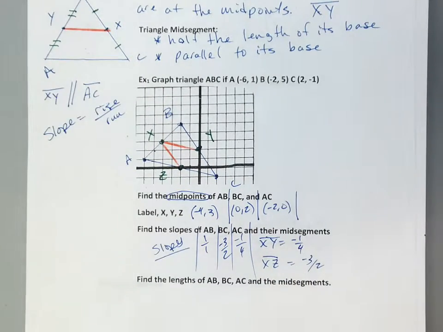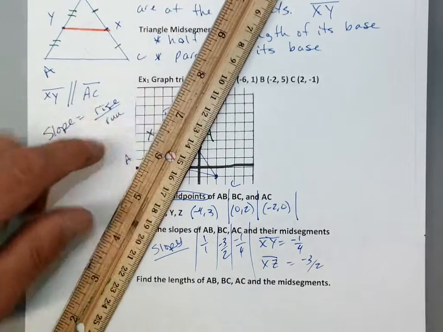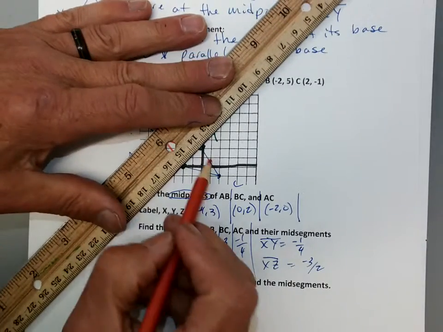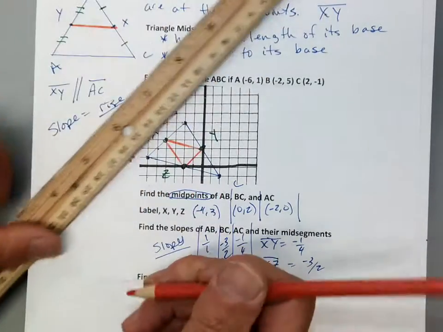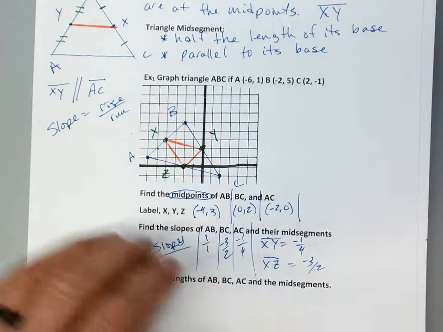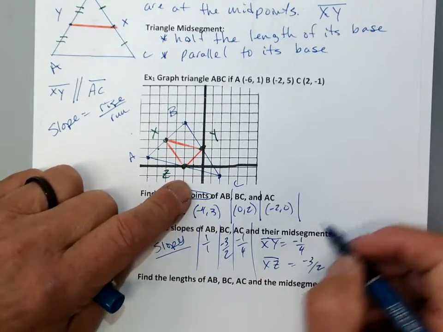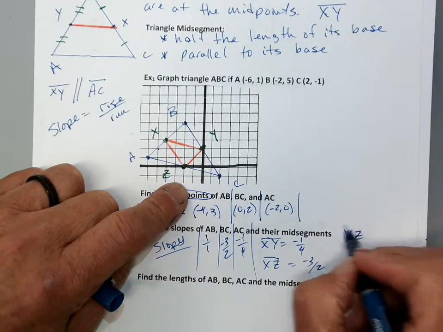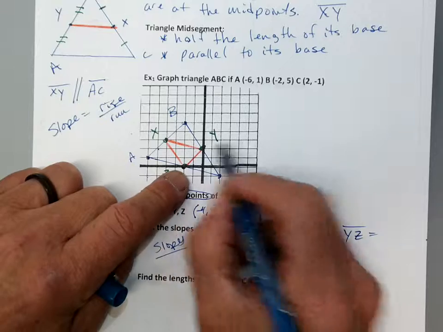And let's draw on the last mid-segment. The last mid-segment is right here. Let's draw that in. And that one looks like, okay, mid-segment YZ. So YZ, its slope looks like it's up 1 over 1, up 1 over 1.